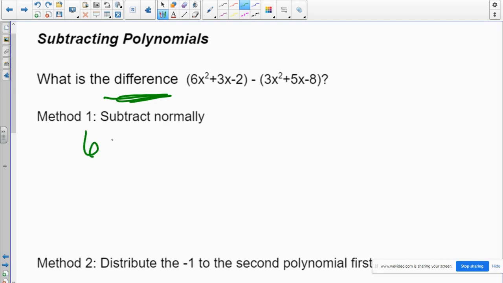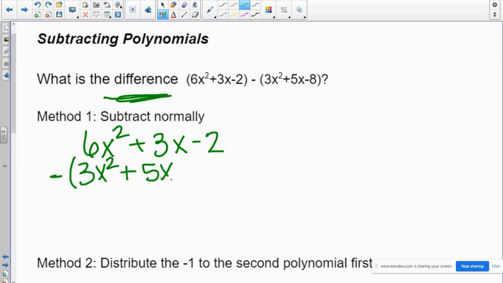So we have 6x squared plus 3x minus 2, and I'm going to subtract from that, and I always put in parentheses so I can see that it's subtraction. It kind of highlights it for me. 3x squared plus 5x minus 8. Okay, so just go ahead and now subtract.